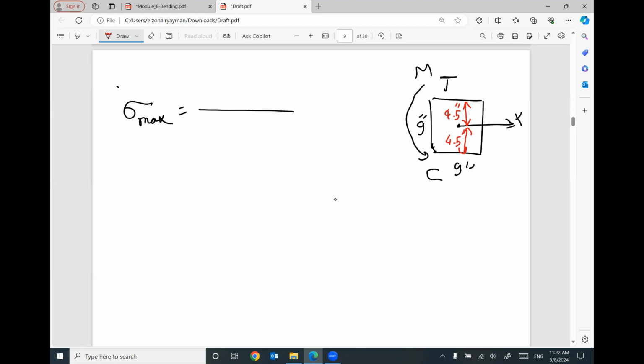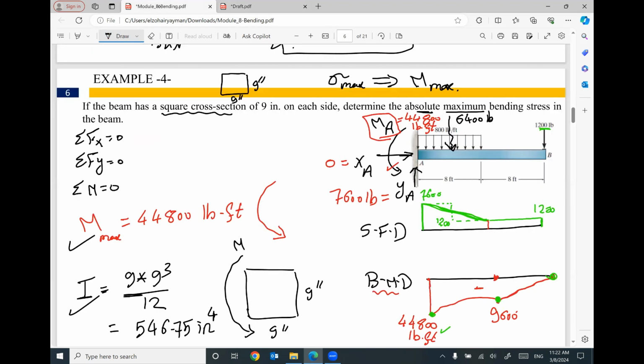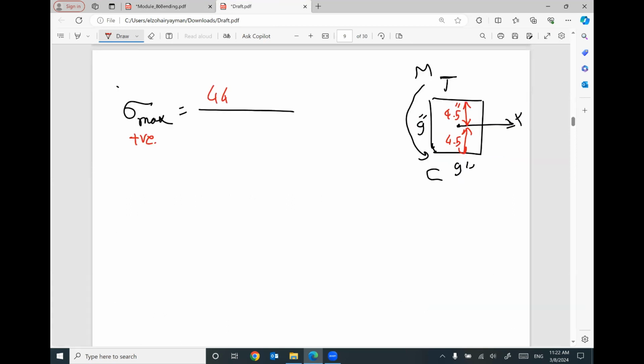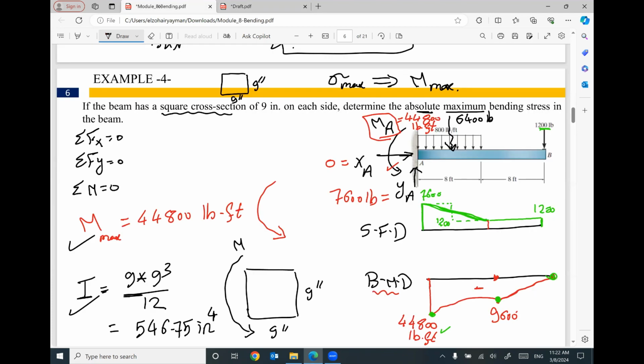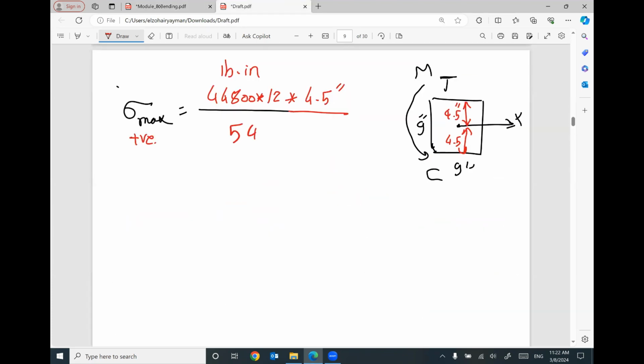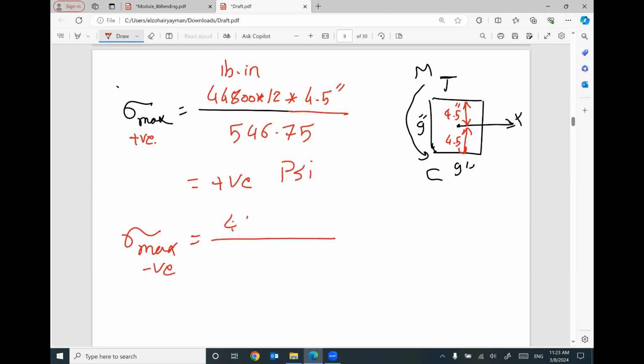So sigma maximum at the top, which is positive, equals the applied moment, 44,800. I'm going to multiply it by 12 because it's in pound foot. If you multiply it by 12, it will be in pound inch. Times distance c, 4.5 inch, divided by the moment of inertia, 546.75. Then you can find your tensile stress in psi. Sigma maximum at the bottom, which is compressive stress, equals the same moment times 12 to be in pound inch, times distance 4.5 inch, divided by 546.75. You get the negative value in psi.